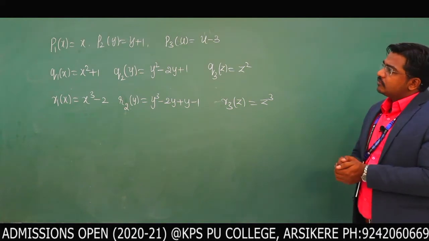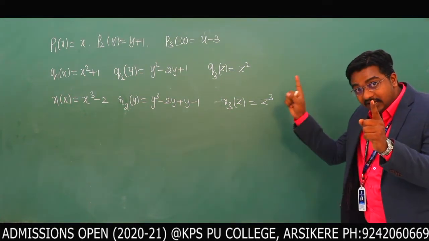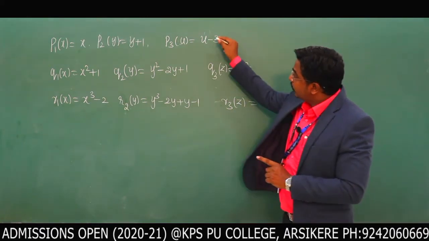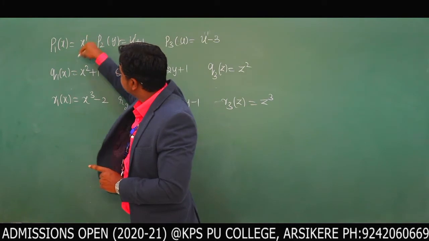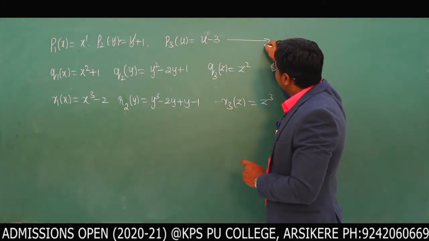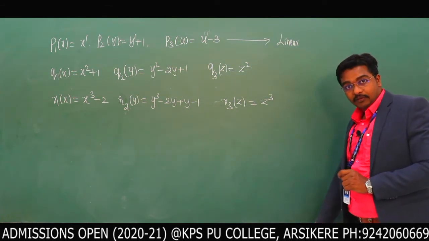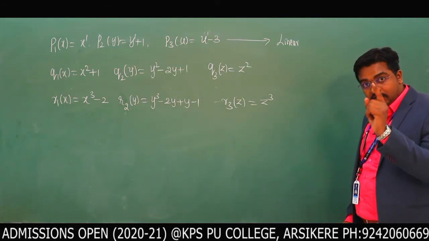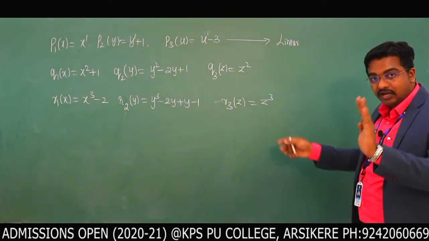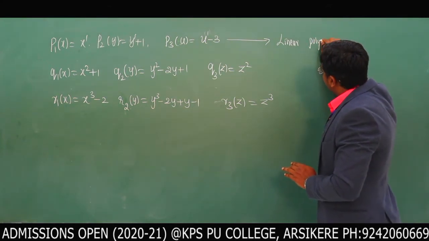Look at the powers of algebraic terms there, x power is 1, for the second, y power 1, here also 1. So all the terms have power 1. So this is what we call a linear polynomial. When the algebraic expression has power 1, this is called linear. In terms of one x, first one is x, second one is y, third one is u. So linear polynomial.